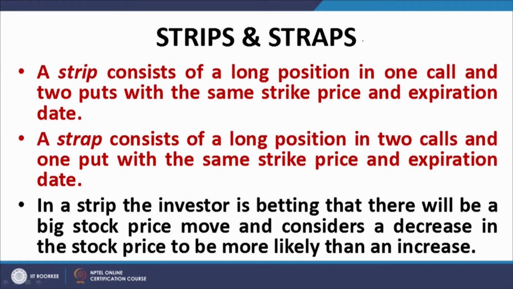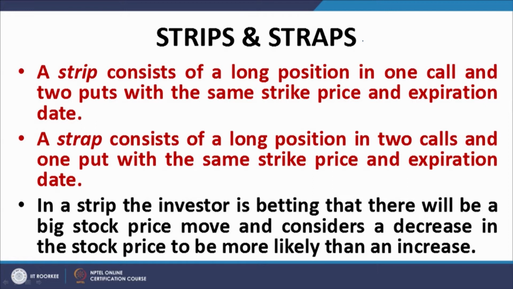Now, we talk about strips and straps. A strip consists of a long position in one call and two puts with the same strike price and expiration date. In some sense this is similar to a straddle. In a straddle, what do we have? We have a long call and a long put with identical exercise prices, identical maturities, and the same underlying asset. Here, instead of one call and one put, we have a long position in one call and two puts on the same underlying, same maturity, same exercise price, and of course the same type, that is European. We are talking about European options at the moment.